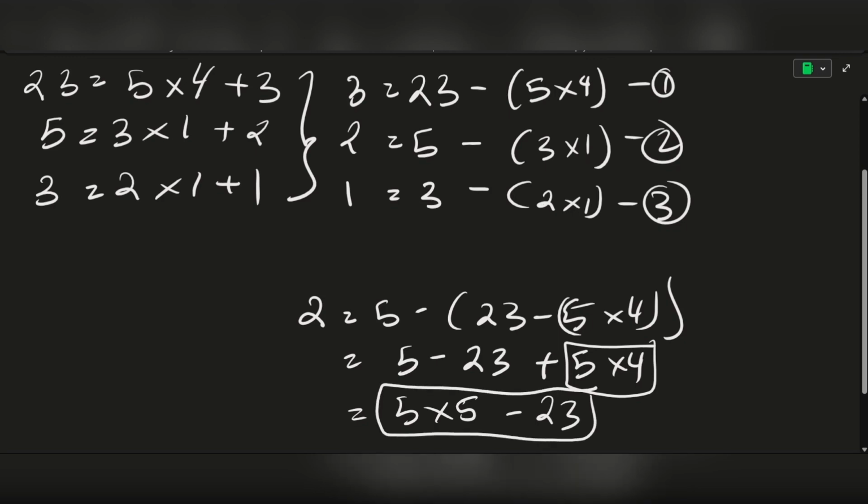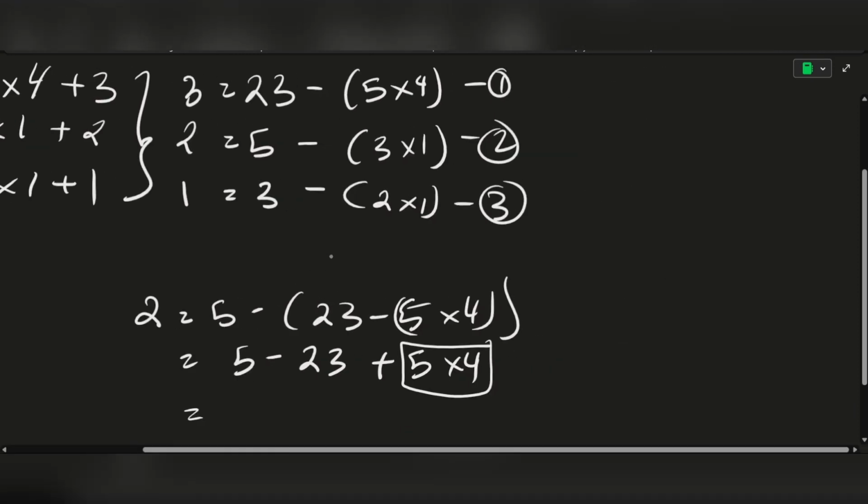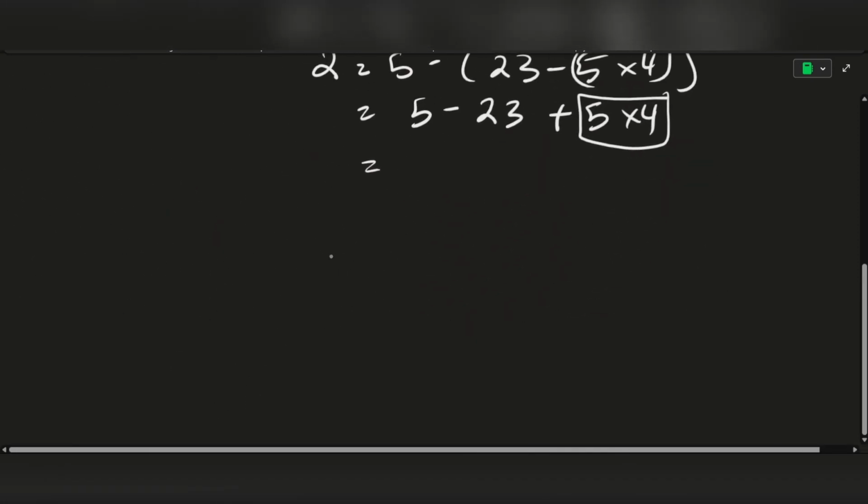So this is the equation that we're going to use again, right? So we're going to remove all of this. So now this one will become 5 times that. Next, we'll come here. We have our 2 is equal to 5 times 5 minus 23. This is our new equation. We input this into our 3, which was what? It was 23.